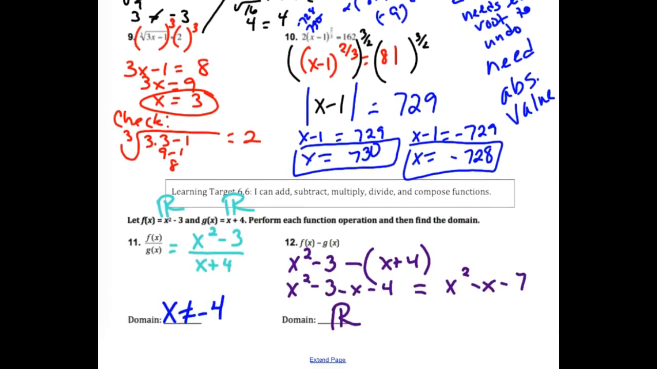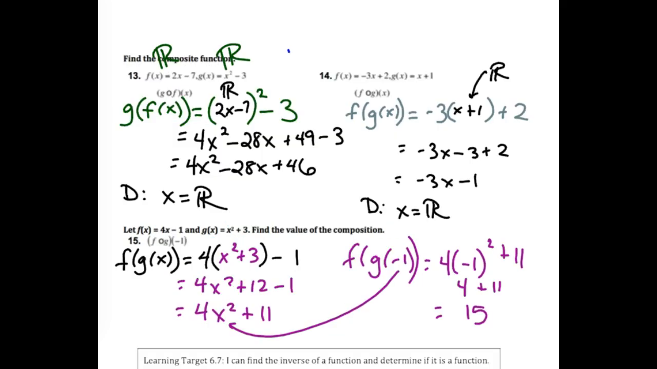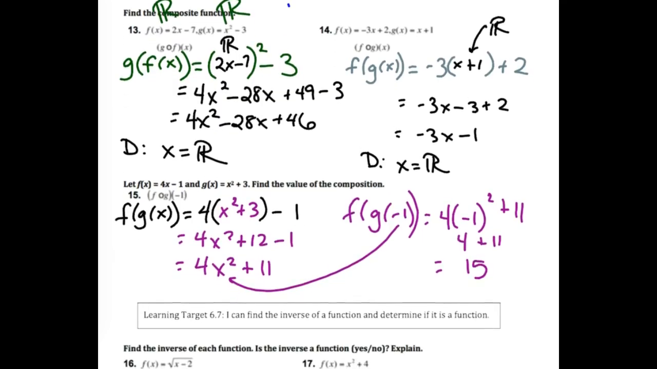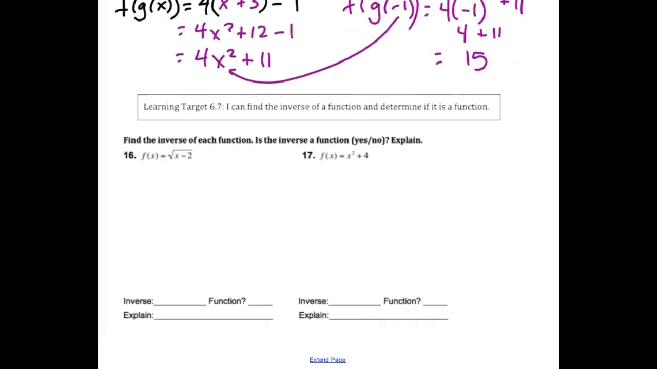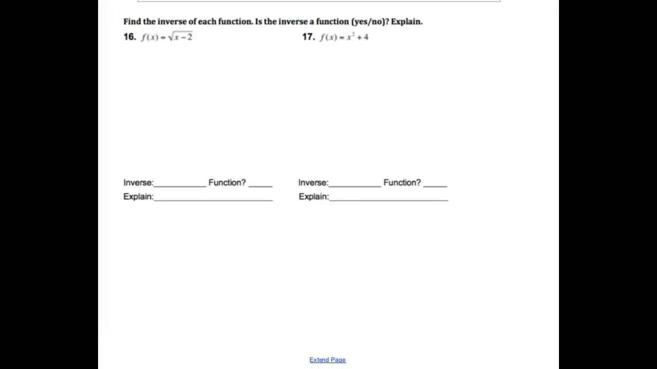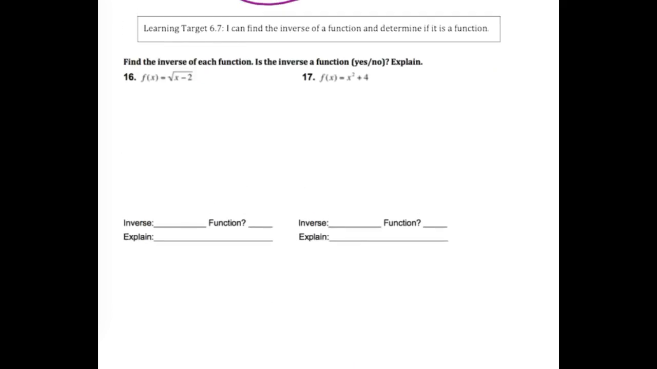All right, the first few questions from 6.6. And then page 3, looking at compositions from section 6.6. And that's where we left off. So we're going to pick up here with question 16. The target for this is I can find the inverse of a function and determine if it is a function.